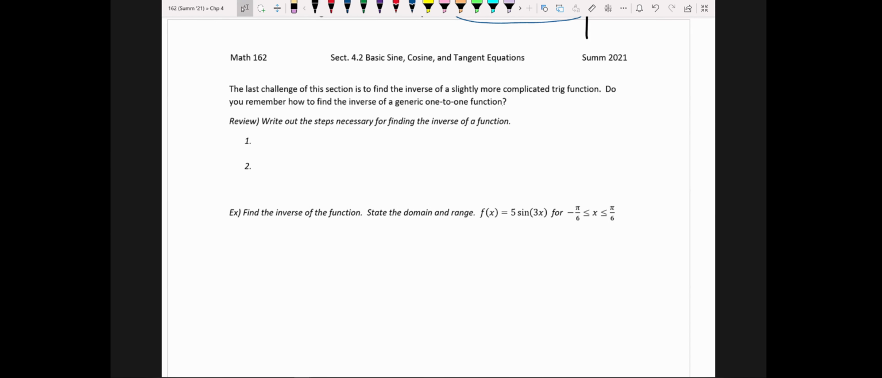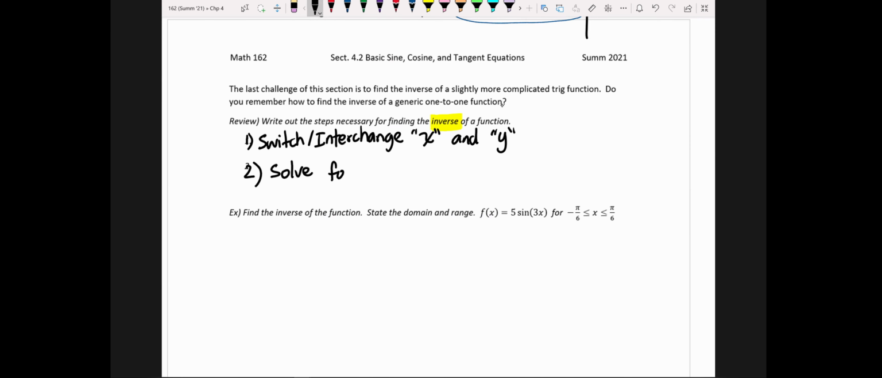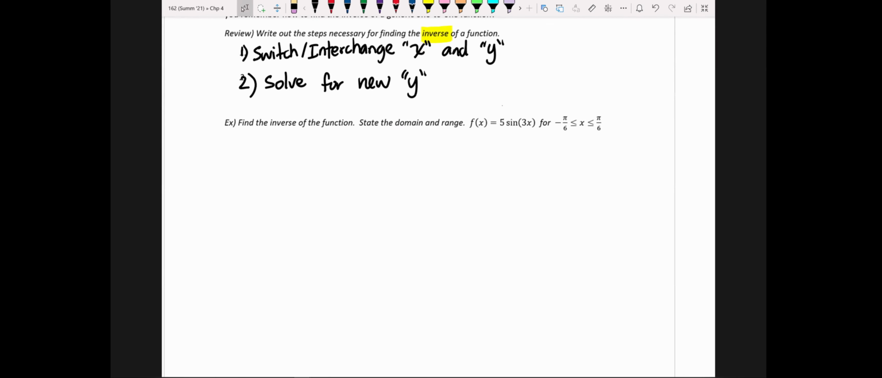Okay, time to go to the last page to finish up section 4.2. As a college algebra student, we learn how to find inverse functions. Step 1, we switch or interchange x and y. And then you want to solve for the new y. These were the steps that we took to find the inverse function as an algebra student. Okay, so let's do that here.